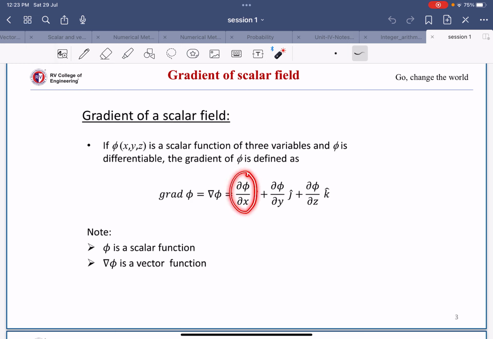So dou phi by dou x is partially differentiating phi with respect to x, keeping y and z constants. Dou phi by dou y is the partial derivative with respect to y, treating x and z constants. Dou phi by dou z is the partial derivative with respect to z, treating x and y constants. So phi is a scalar function and we are applying the del operator or gradient on the scalar function. So the output we get is a vector function.